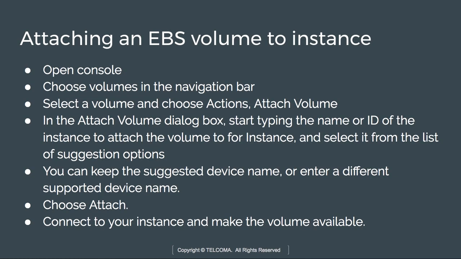Now how can we attach an EBS volume to an instance? We need to attach our volume or storage to an instance. Again, log into the console, open the console. We have to go to Volumes, select the volume and then attach volume. So if our instance is running, we can attach our volume to a particular instance.